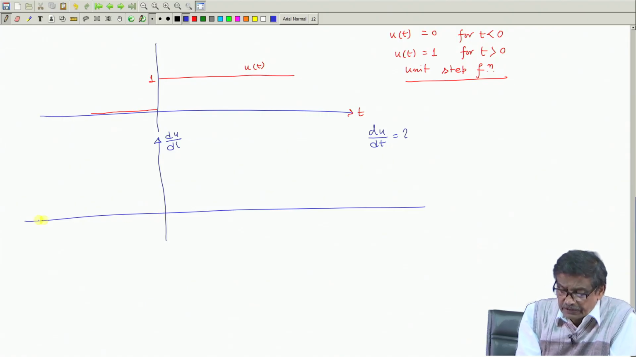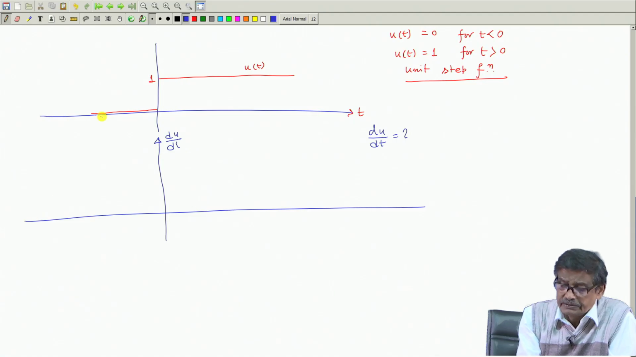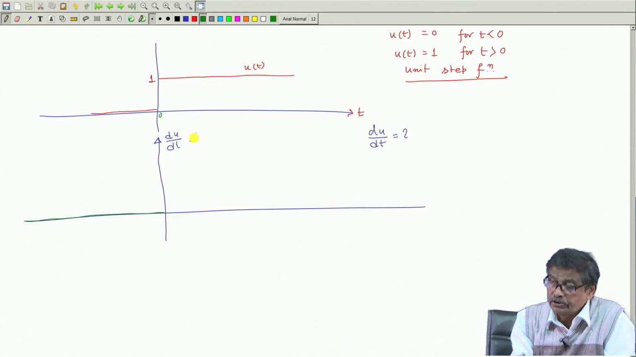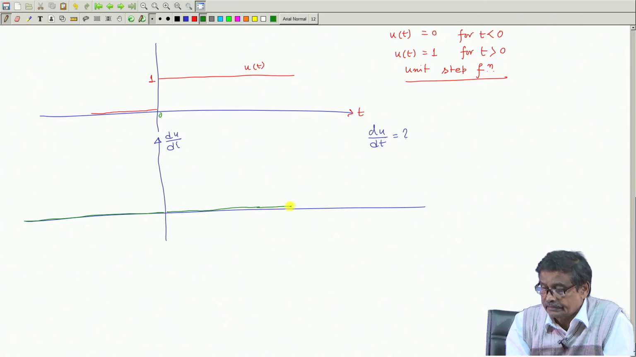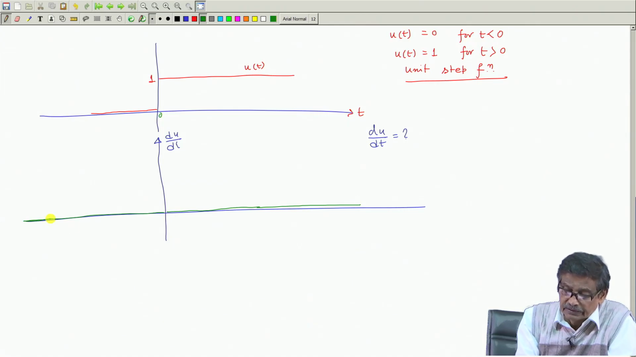Obviously, this portion is very simple, this will be 0 all the time. So, its differentiation, of this constant number 0, is 0. So, du/dt will be 0 like this. At t equal to 0, I am not sure, and for t greater than 0, it is once again constant. So, du/dt will be once again a constant number like this. Got the point? So, I am sketching du/dt with this green color.